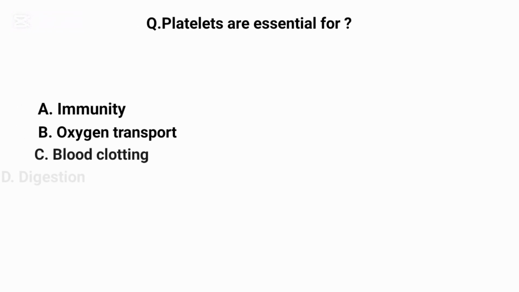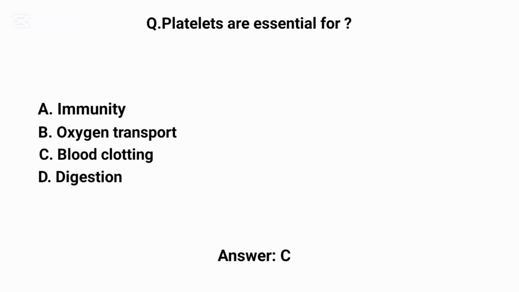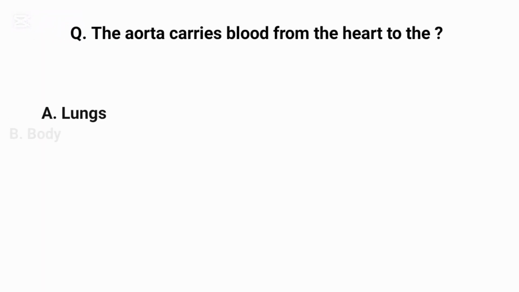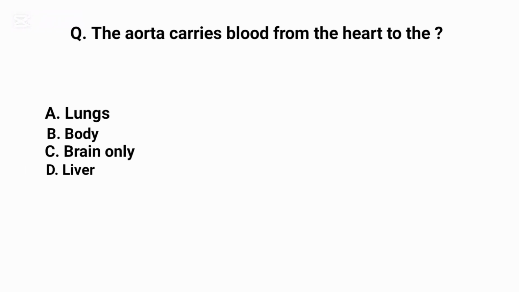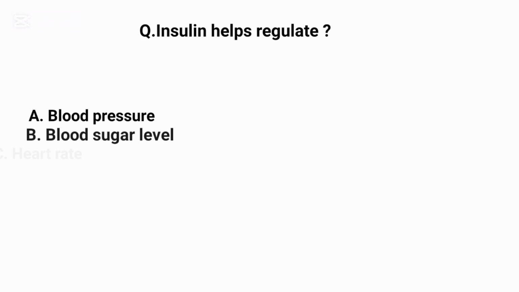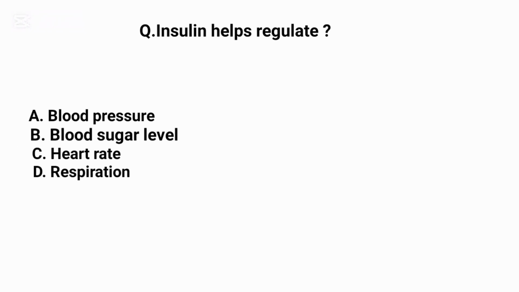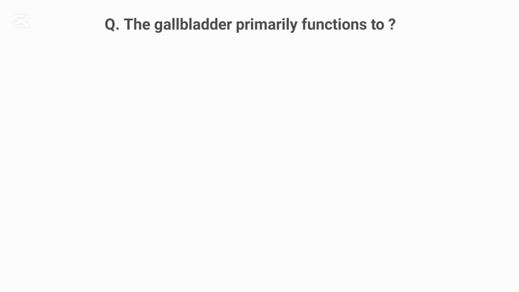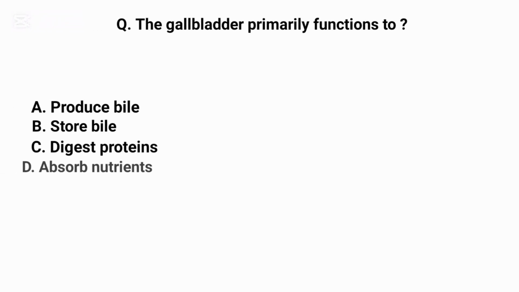Platelets are essential for. Correct answer is option C, blood clotting. The aorta carries blood from the heart to the. Correct answer is option B, heart to the body. Insulin helps regulate. Correct answer is option B, blood sugar level. The gallbladder primarily functions to. Correct answer is option B.